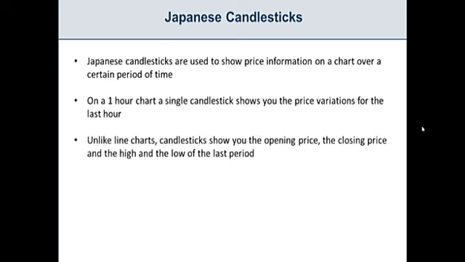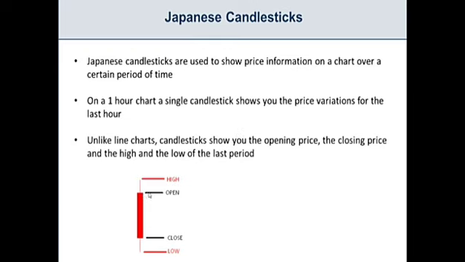Unlike line charts, candlesticks show you the opening price, the closing price, and the high and the low of the last period. So if you are, for example, on a 15-minute chart, the last candle will show you the highest price of the last 15 minutes, the lowest price of the last 15 minutes, the open and the closing price of the last period.